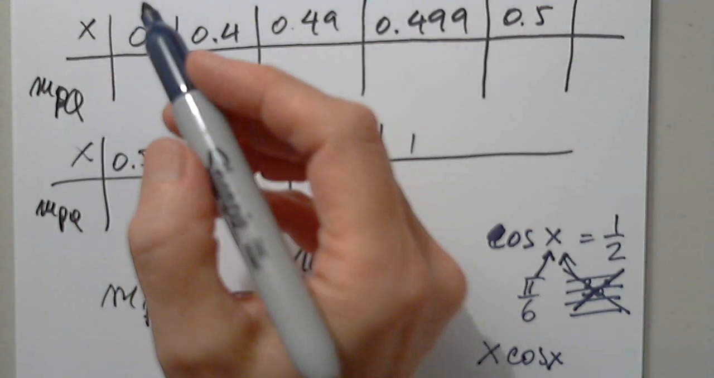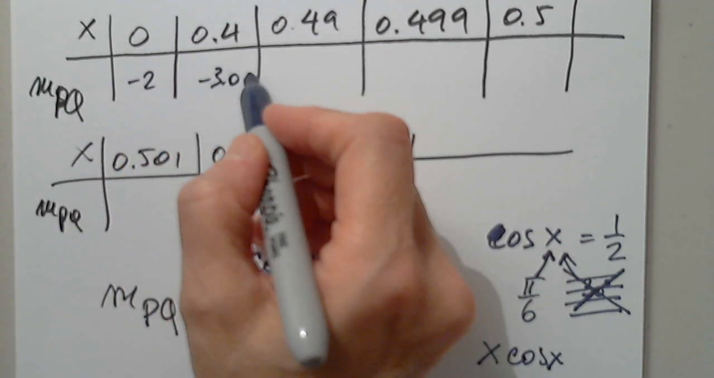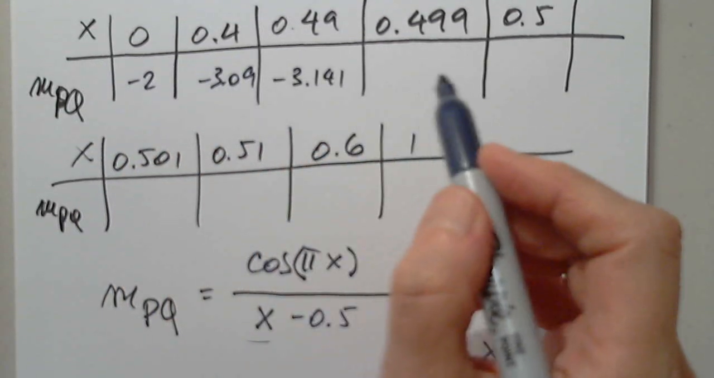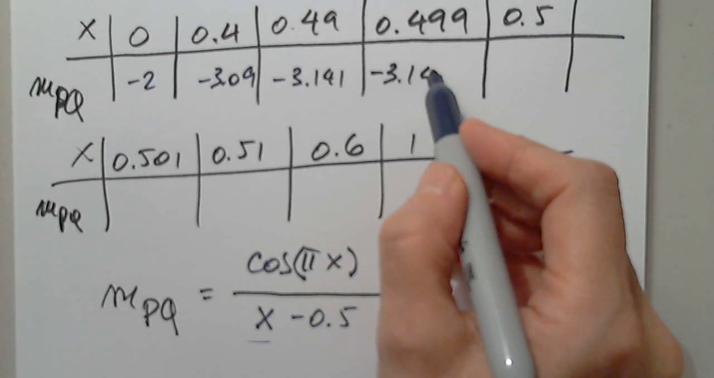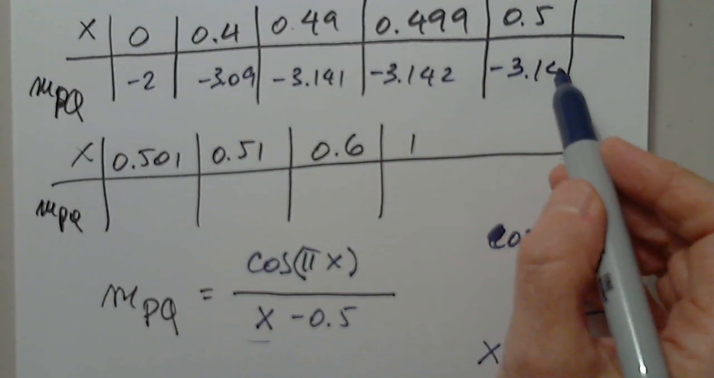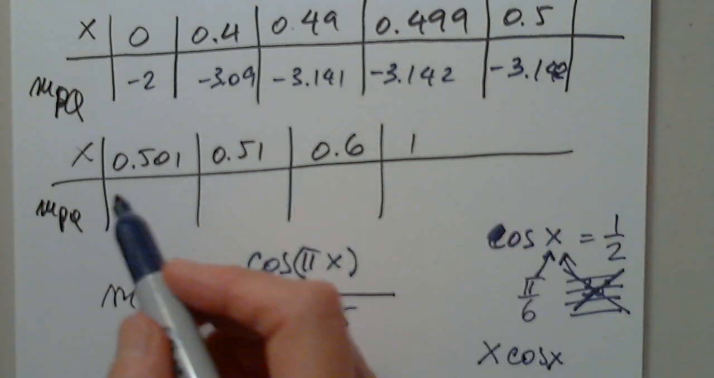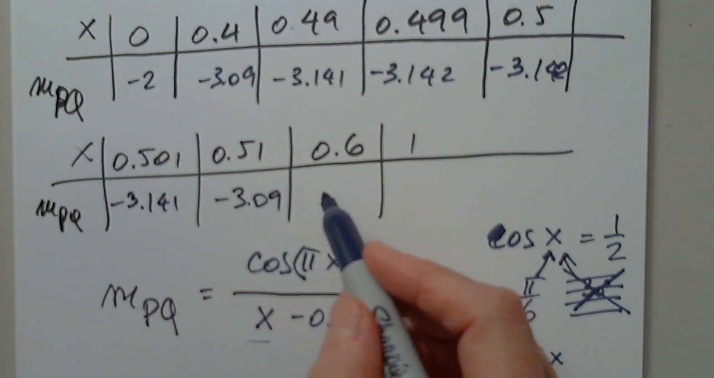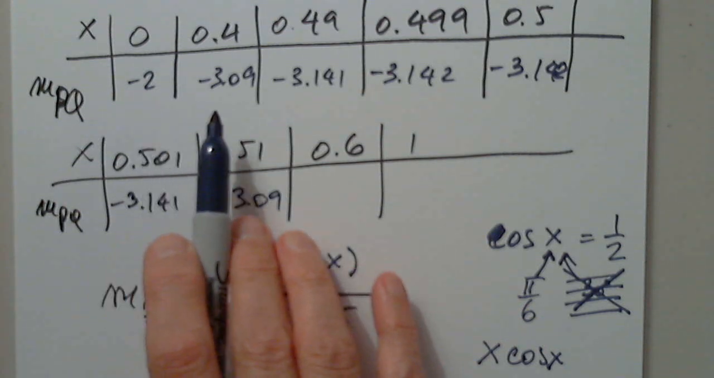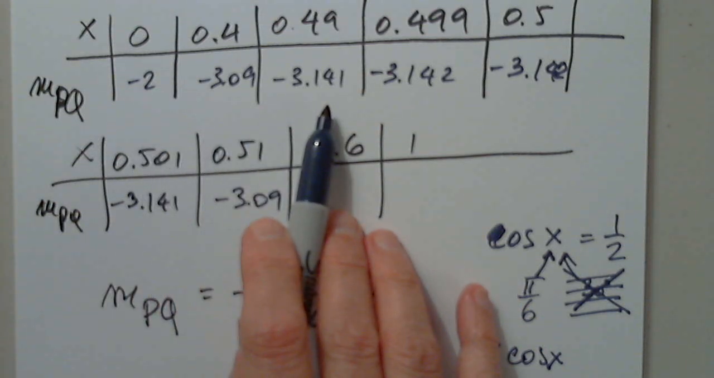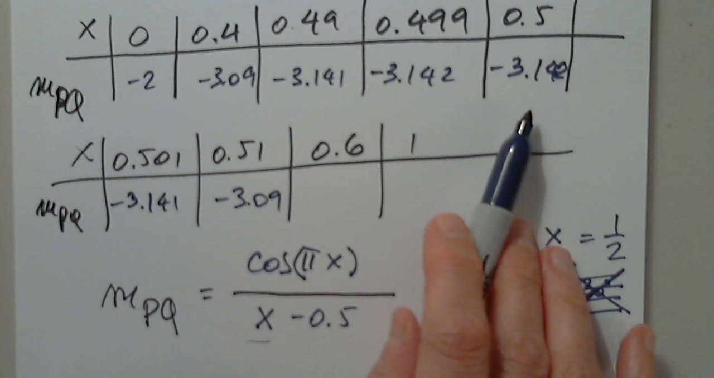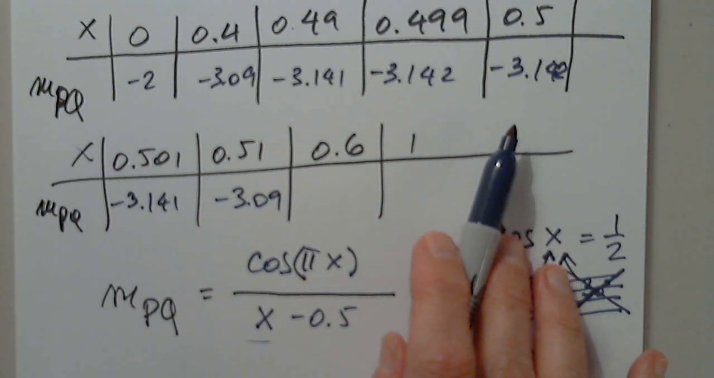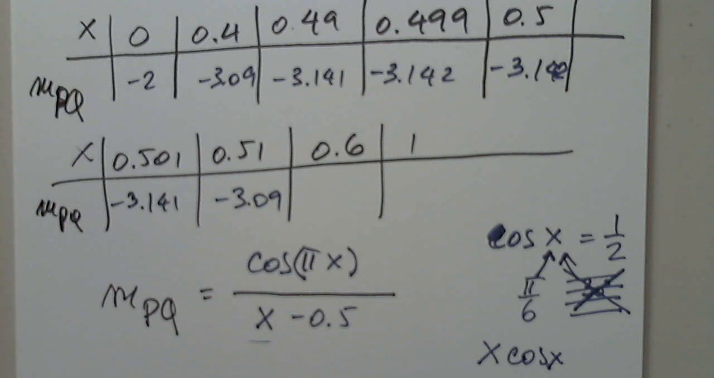So I'm going to copy the values: -2, -3.09, -3.14, -3.142, -3.141. I think I skipped something. 0.4, that's correct. Okay. Yeah, of course, because I didn't mean to write it here.